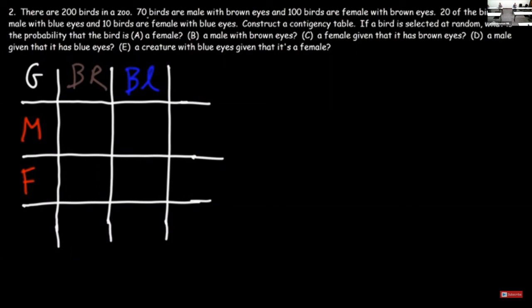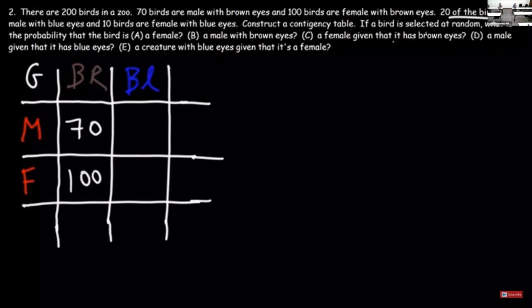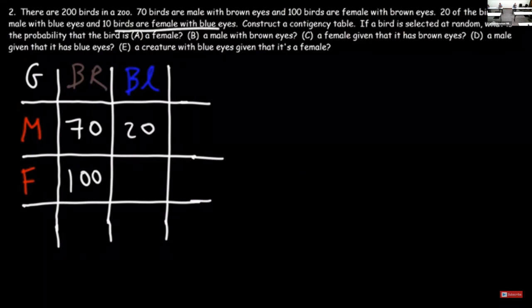So 70 birds are male with brown eyes. So let's put a 70 here. 100 birds are female with brown eyes. 20 birds are male with blue eyes. 10 birds are female with blue eyes.